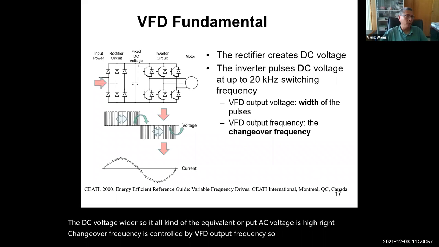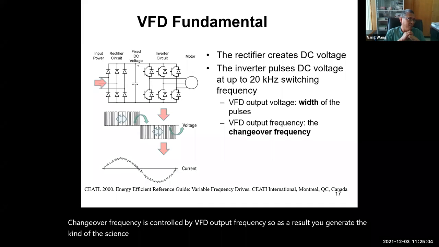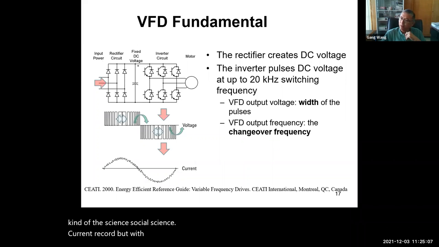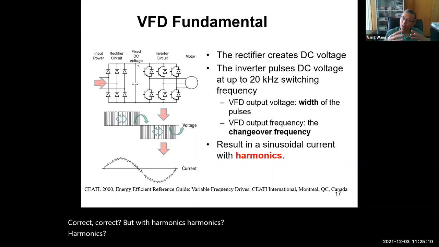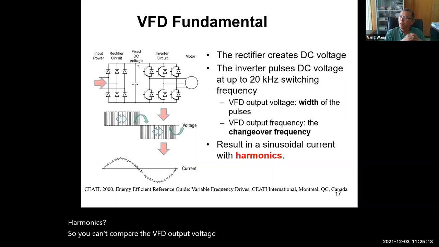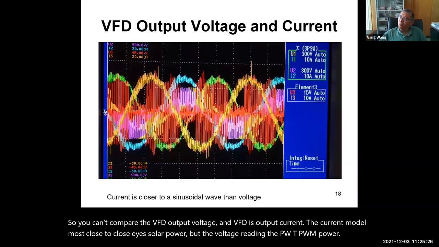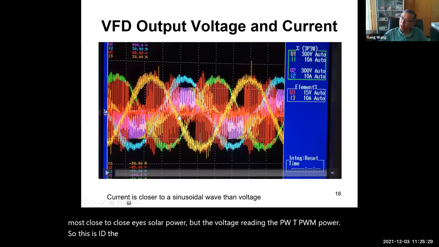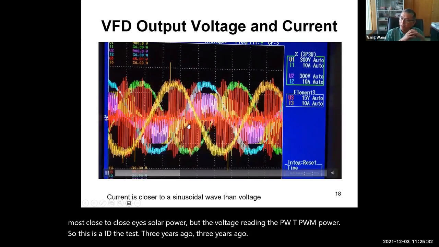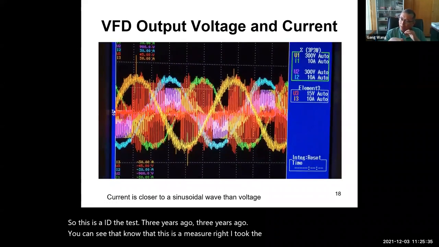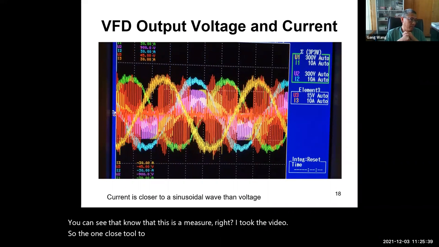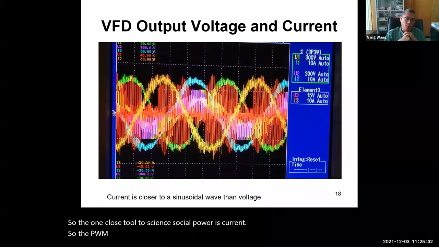As a result, you generate sinusoidal current, but with harmonics. You can compare the VFD output voltage and the VFD output current. The current is mostly close to sinusoidal, but the voltage really is PWM power. I did this test 3 years ago. You can see this is the measurement, I took the video. The one close to sinusoidal is the current, and the PWM wave is the voltage.